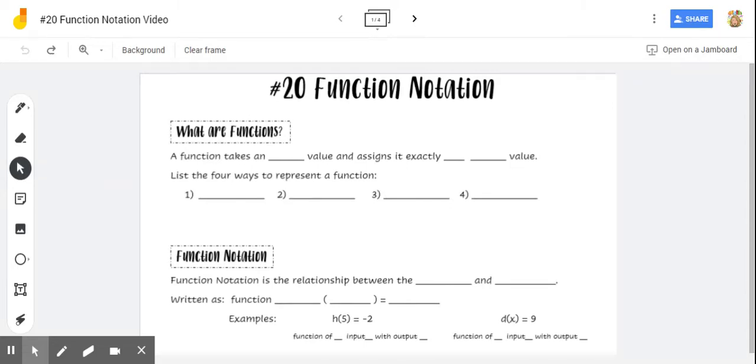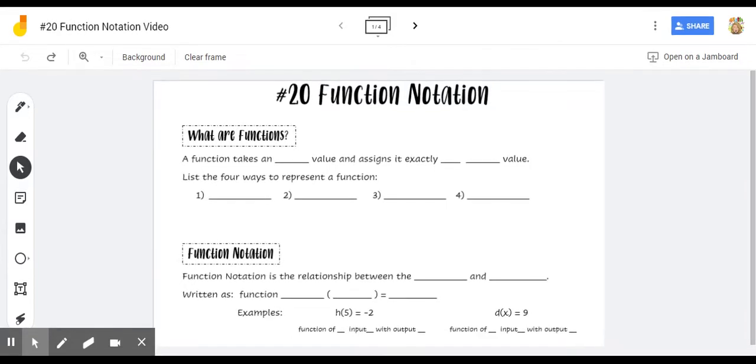Everybody. So we are going to learn about function notation today. And we are on number 20 in unit 2 on functions. So a couple of key words and key phrases are: what are functions?